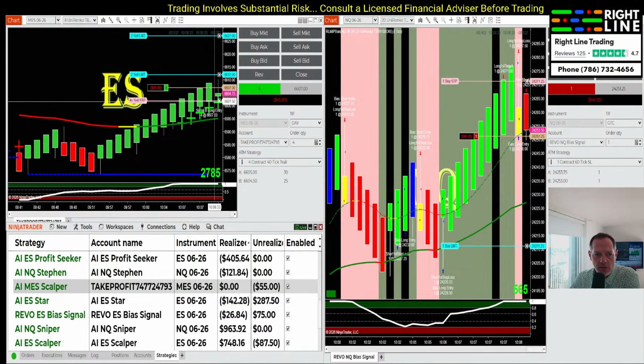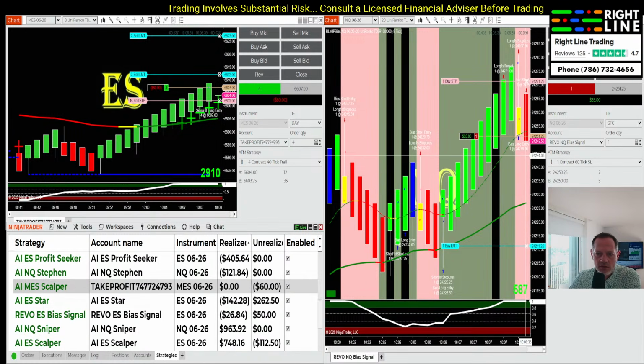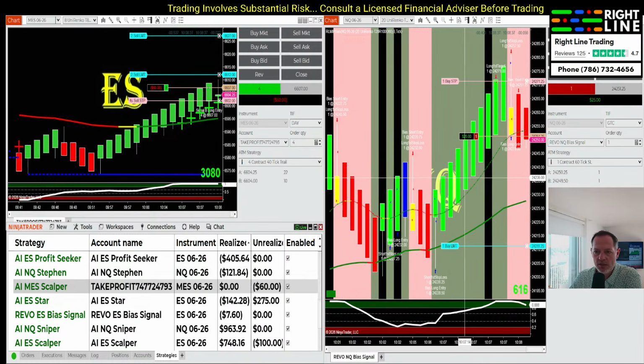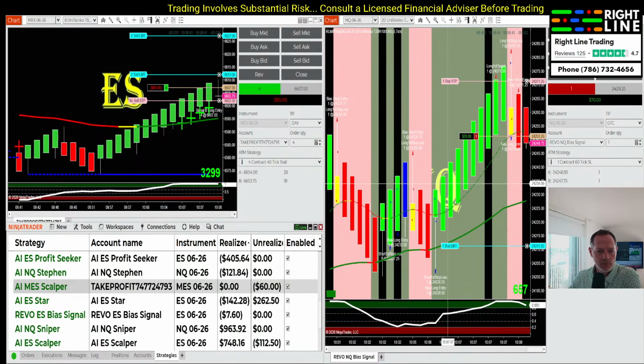Definitely don't like to be on a long trade over here, and this thing's going short. That's a bad idea. I have to take one on the chin here. Price is trying to hold on that 250 over on the NQ. See if 250 can hold.